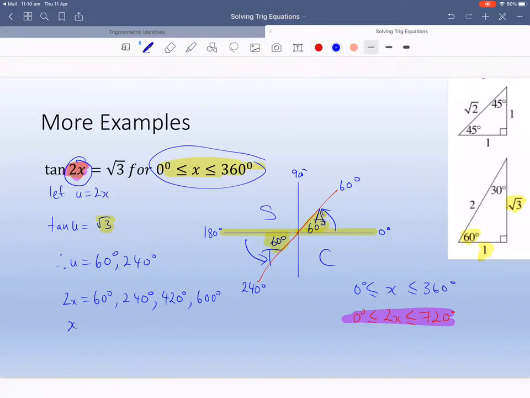So we've got x equals, and I'm going to divide everything by 2 because I have to divide that by 2. So I have to divide everything here by 2. So we've got 30, we've got 120, we've got 210, and we've got 300 degrees. Notice that all these numbers fit within the original domain. That means that we've got all the solutions that we need to get.